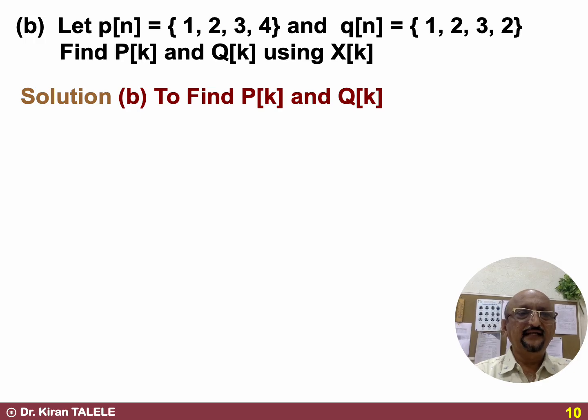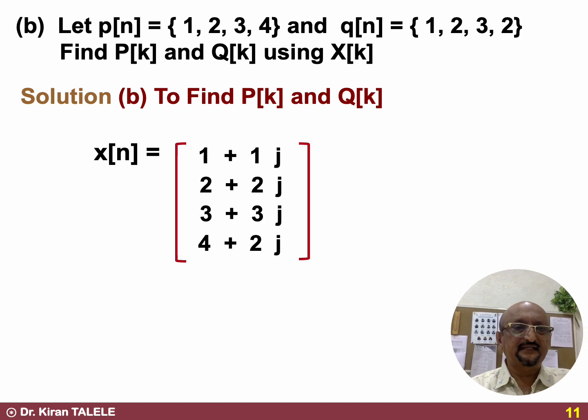Now, let's say p of n is 1, 2, 3, 4 and q of n is 1, 2, 3, 2. We have to find P of k and Q of k using X of k. Let's do one at a time. We have to find P of k using X of k. To find P of k in terms of X of k, we have to write p of n in terms of x of n, and q of n in terms of x of n. So let's begin with x of n.